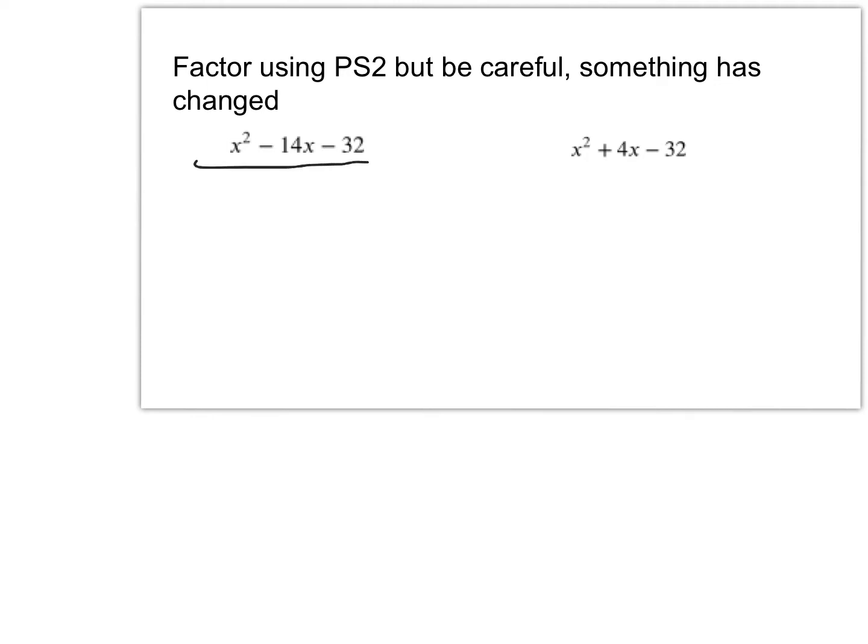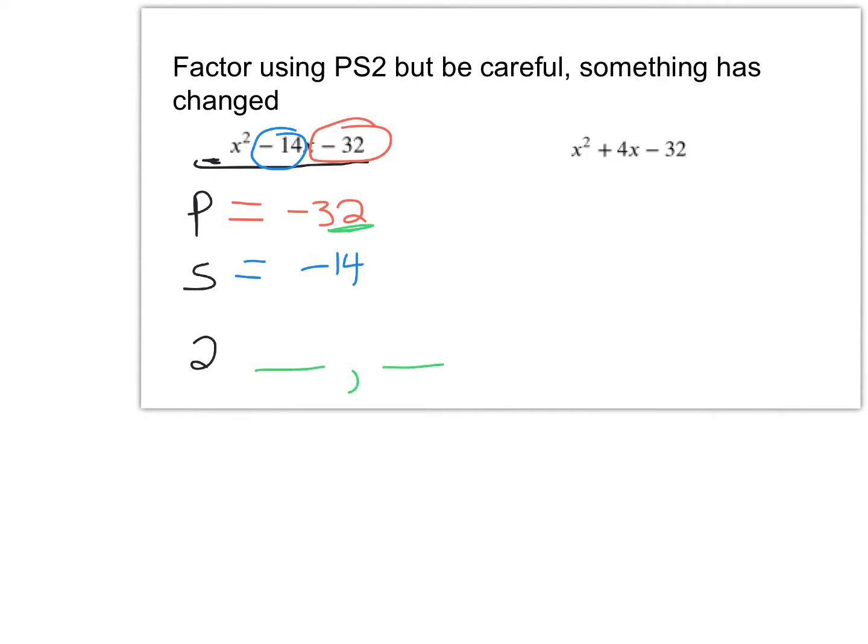Do I have three pieces? Yes. Is there a leader in front of the square? No. So I'm good to use PS2. My product this time, a little bit different, but nothing too crazy, is negative 32. My sum in this case is negative 14. Now we got to be careful. I need two numbers that multiply to 32, but subtract, not add this time, subtract to 14.